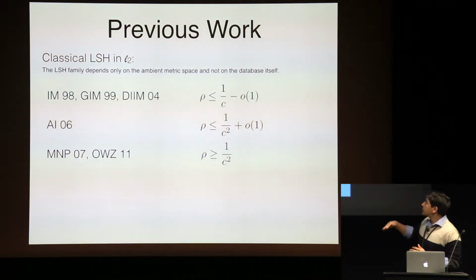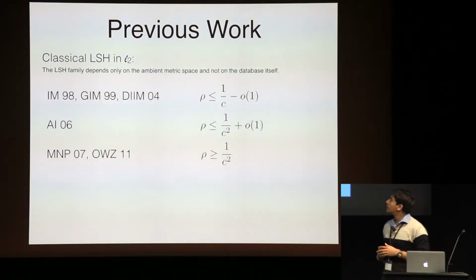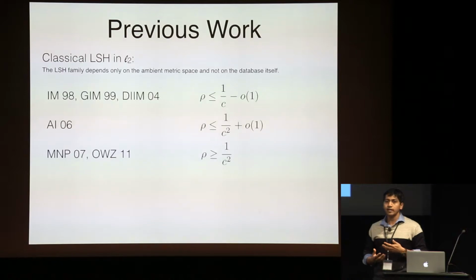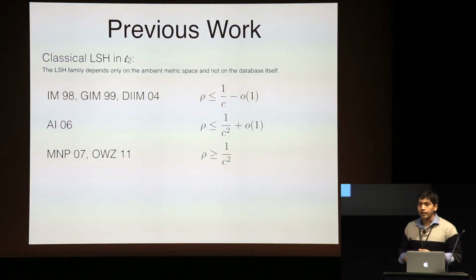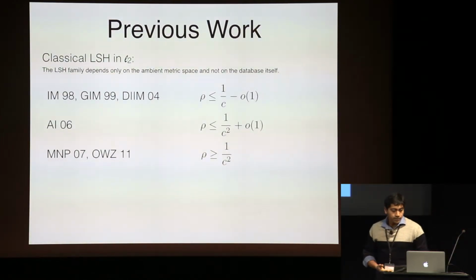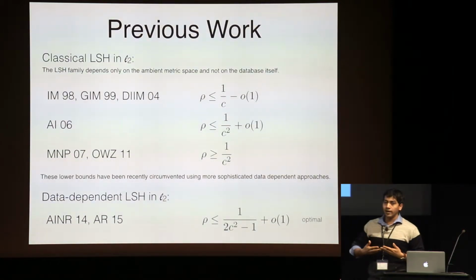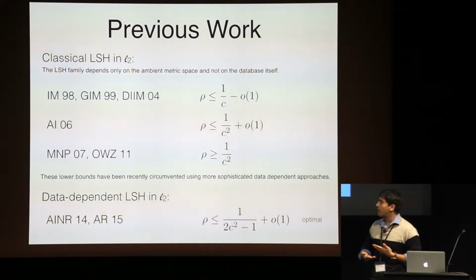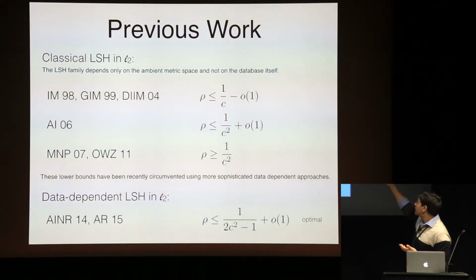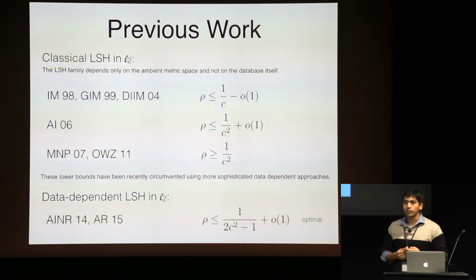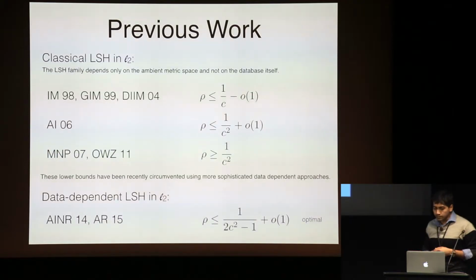And in all these works, these are in the classical setting, that is, the hash function family is oblivious to the underlying database points. So it only depends on the ambient space and does not really depend on the underlying database points. In a series of later work, Andoni et al. gave an LSH scheme which depended on the underlying database points, and they circumvented this lower bound and could achieve an LSH constant of about 1 over 2c squared, which was again optimal.